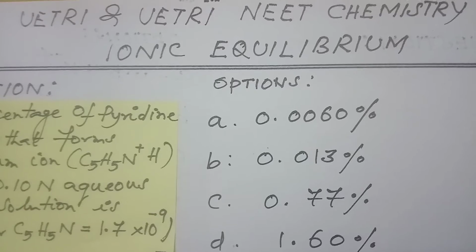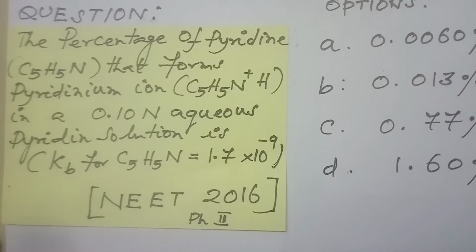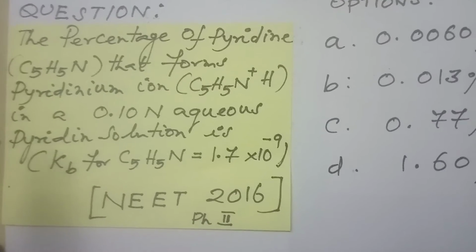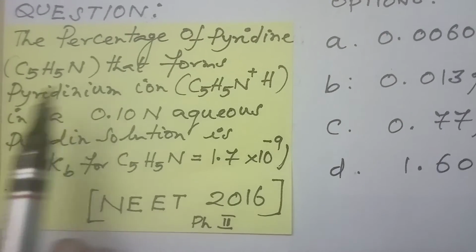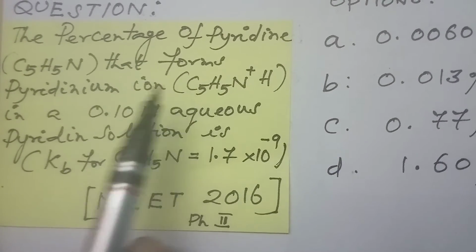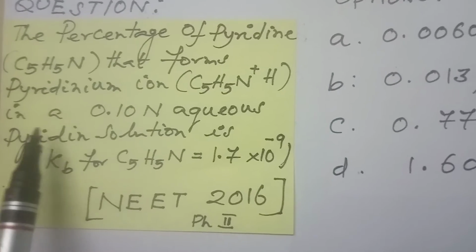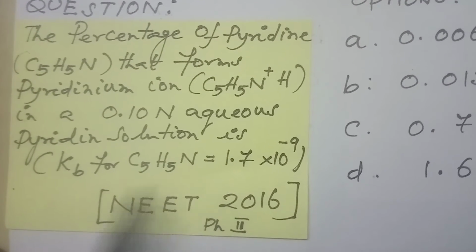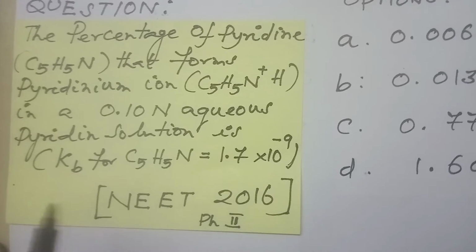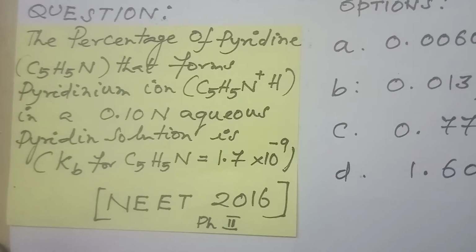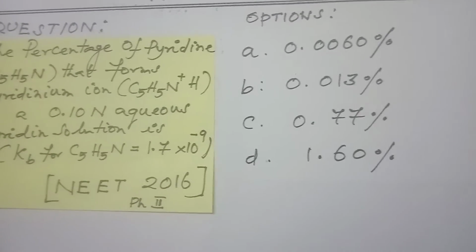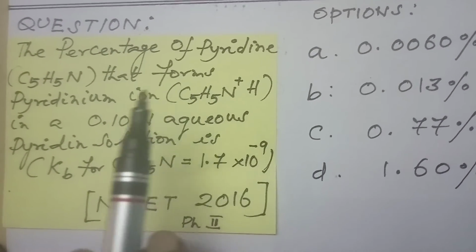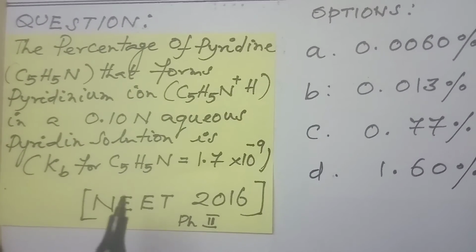Now let us go to the question. Yes, the question is NEET 2016 second phase. Okay, now let us see. The percentage of pyridine C5H5N that forms the pyridinium ion in a 0.10 N aqueous pyridine solution, Kb for pyridine is given. So the question is over. The options are given in percentage. They are asking the percentage of pyridine ionized.